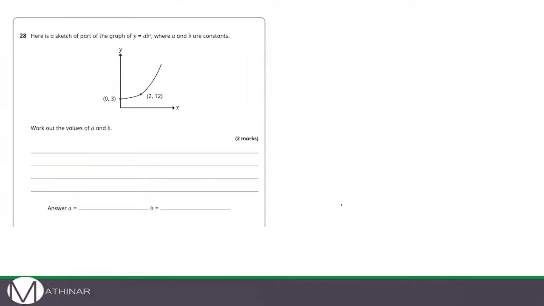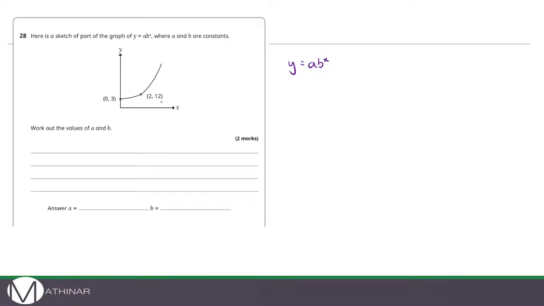Here is a sketch of a part of a graph y equals a b to the power of x. Work out the values of a and b. So this is 2 marks. This one just requires substitution. So that's my formula. We're going to substitute one of these in. Now you choose which one you do first.